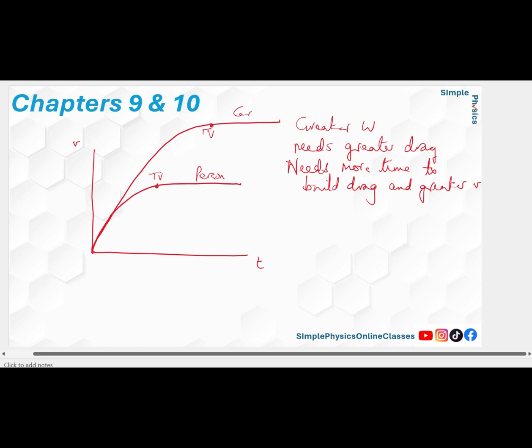Okay, and then if you used, let's say, a piece of paper, less weight, so therefore it needs less drag, so it will reach its terminal velocity earlier because the drag will equal the weight earlier. So it'll be something like this. So there's your terminal velocity for a piece of paper. In fact, it's probably less. So just remember, the heavier you are, the higher your terminal velocity and the longer it takes to reach it. A piece of paper, very light, reaches terminal velocity earlier and a lower terminal velocity.